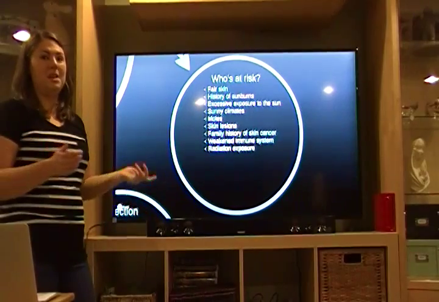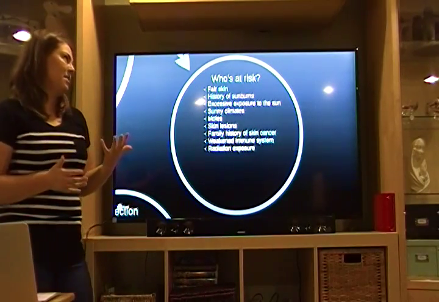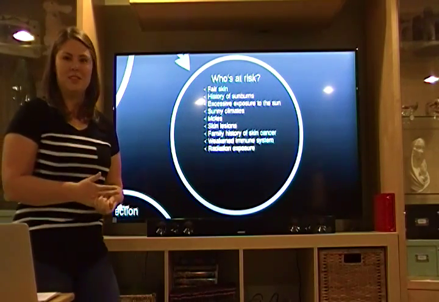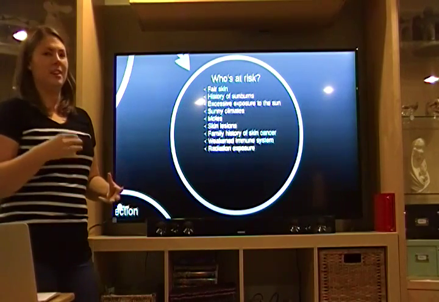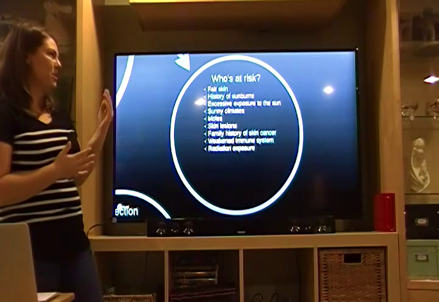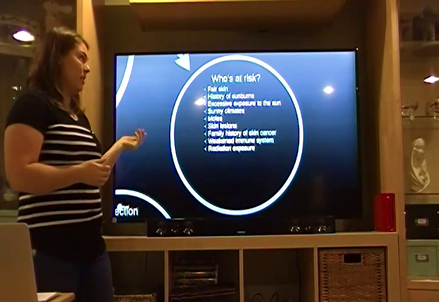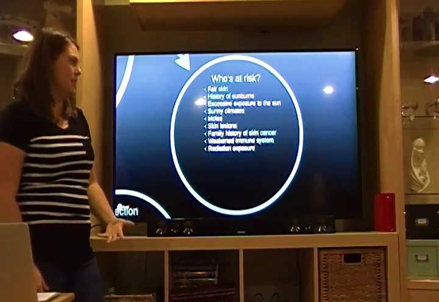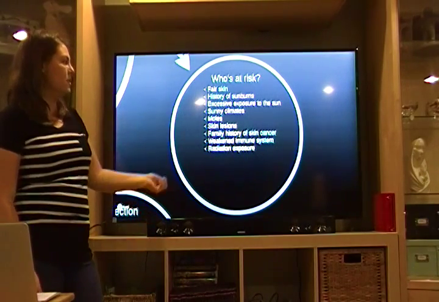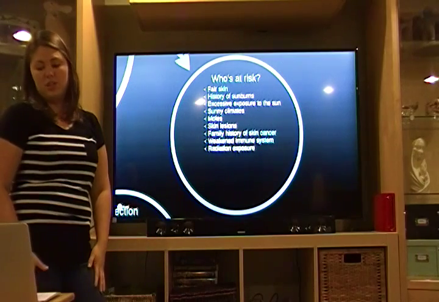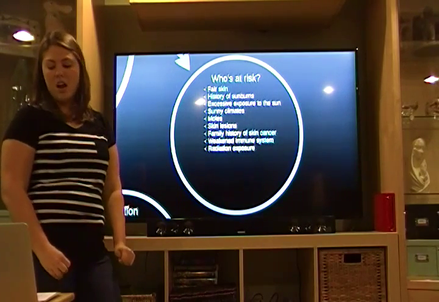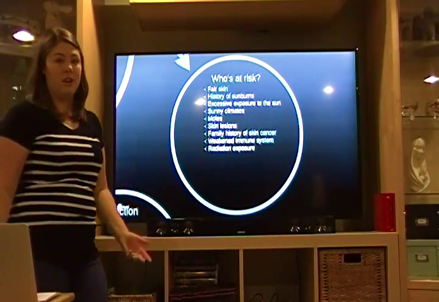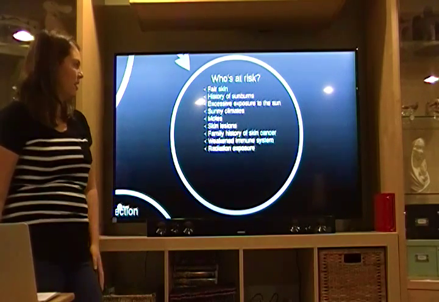So who's at risk? This may seem pretty simple, like who's at risk and why we should protect ourselves. However, we don't think of this every day when we walk outside, so we need to start thinking of this. So those with pale or fair skin are at risk. If you have a history of sunburns, it increases your risk. If you're exposed to the sun at an excessive amount, your risk increases. If you live in a sunny climate, if you have moles or skin lesions, if you have a family history of skin cancer, a weakened immune system, or you're exposed to radiation, those all increase your risk of getting skin cancer.